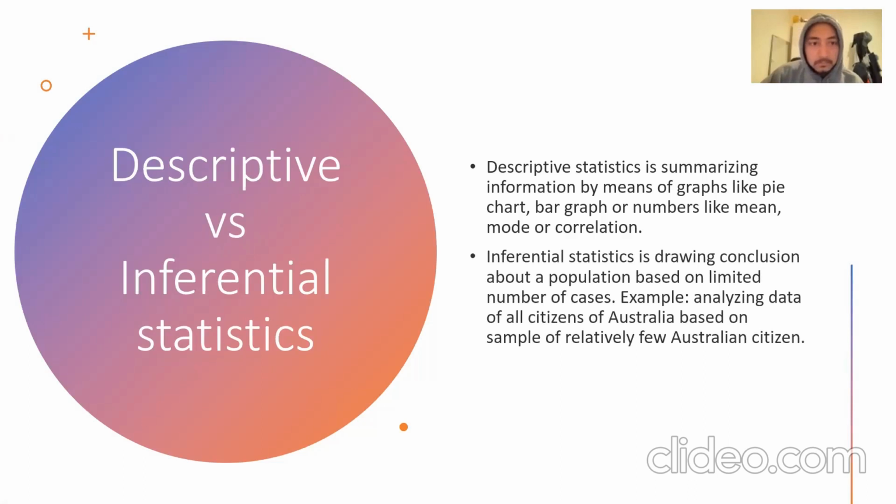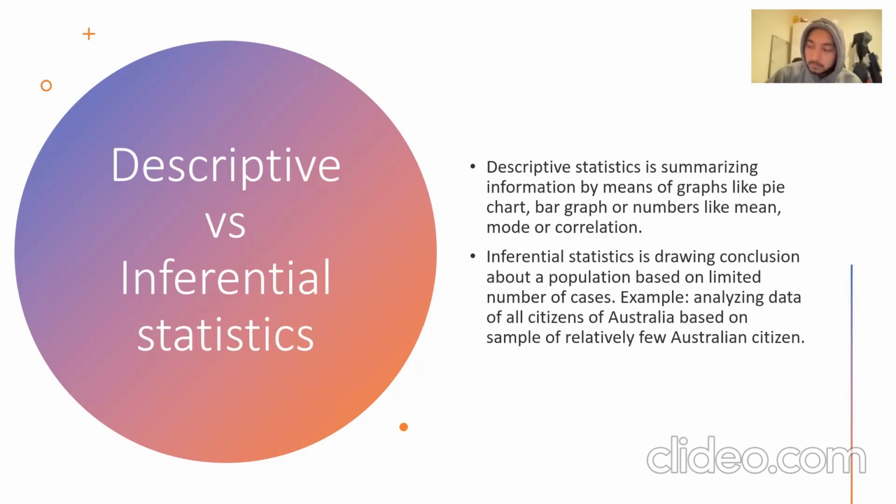And what is inferential statistics? Inferential statistics is drawing conclusions about a population based on a limited number of cases. For example, analyzing data of all citizens of Australia, all citizens meaning the overall population, based on a sample of relatively few Australian citizens. So if we analyze sample data and find the overall population data, that's what inferential statistics is. Through sample data, if we are able to find the overall population distribution, then that is called inferential statistics.